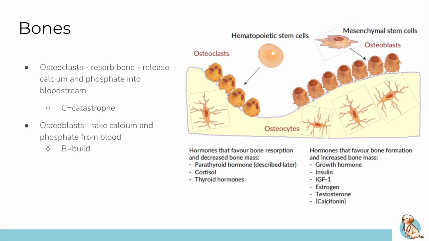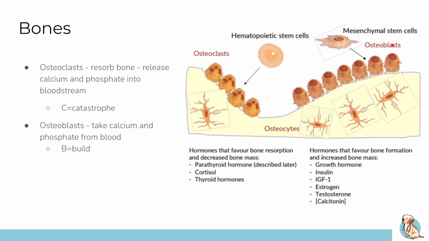Okay, let's also quickly talk about the bones. This is handy to help us understand osteoporosis later. So first on this side, we have osteoclasts. These resorb bones to release calcium and phosphate into the bloodstream. I usually remember C as catastrophe, hence the bone is being broken down. On the other hand, we have osteoblasts, which take calcium and phosphate from the blood to build bone. And I remember B as builders.